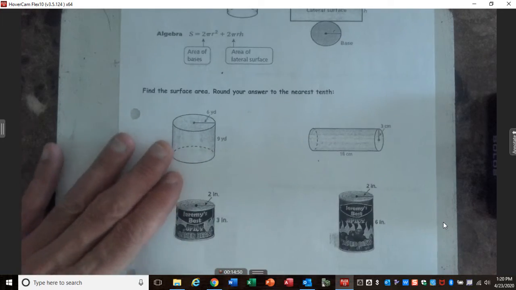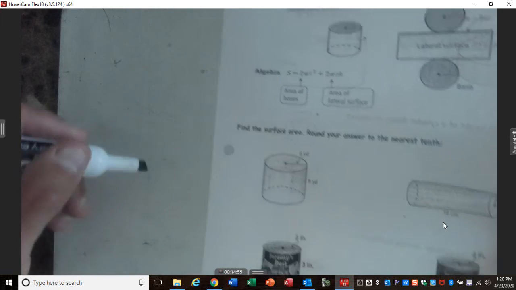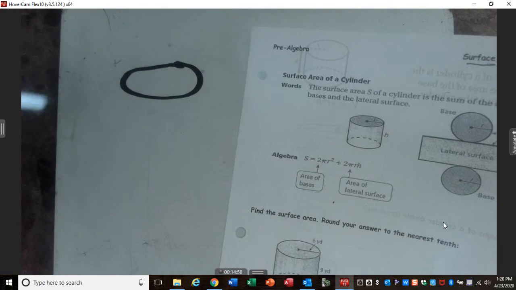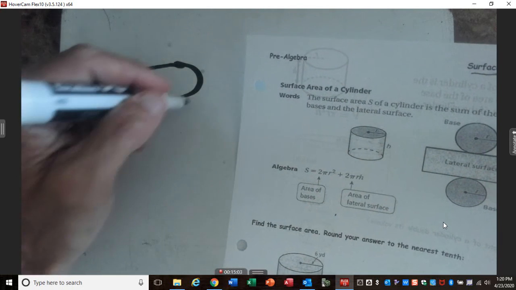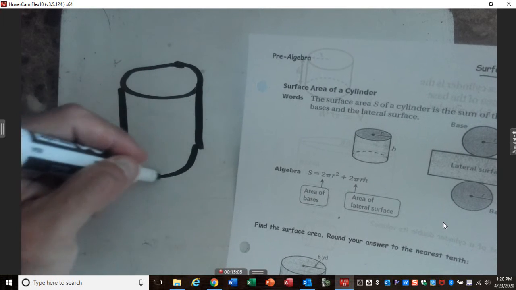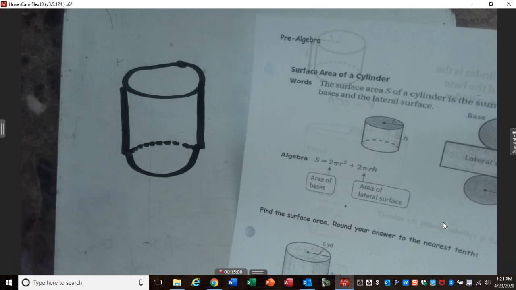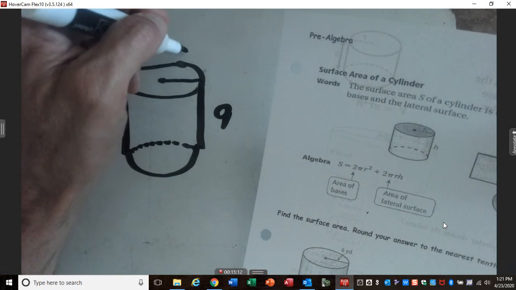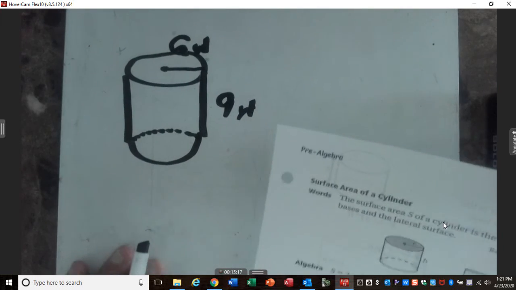I could just write right on this paper, but I like using the whiteboard. So I'm going to draw this. What I do with the cylinder is I draw a circle that looks more like a football, then I draw this down here, and I make this a dotted line. Okay, not the best cylinder in the world. Okay, the height is 9, and the radius is 6 yards. We want to find the surface area.